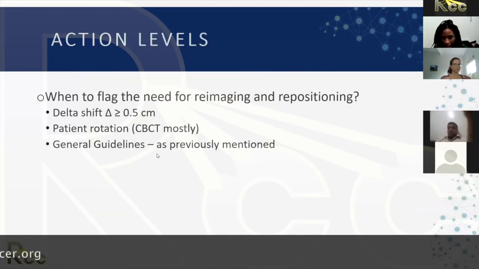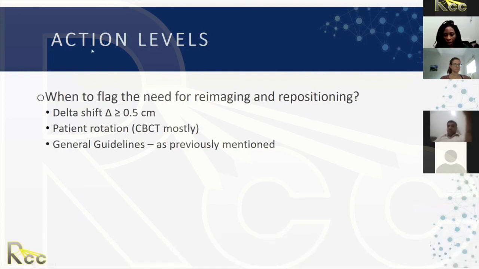When do you flag for repositioning or re-imaging? Essentially, remember initially I said if there were 5mm shifts, then I would flag it for the radiographers to re-image and reposition. If there's some sort of patient rotation, that's also something that you would flag. And then the general guidelines, as I previously mentioned.